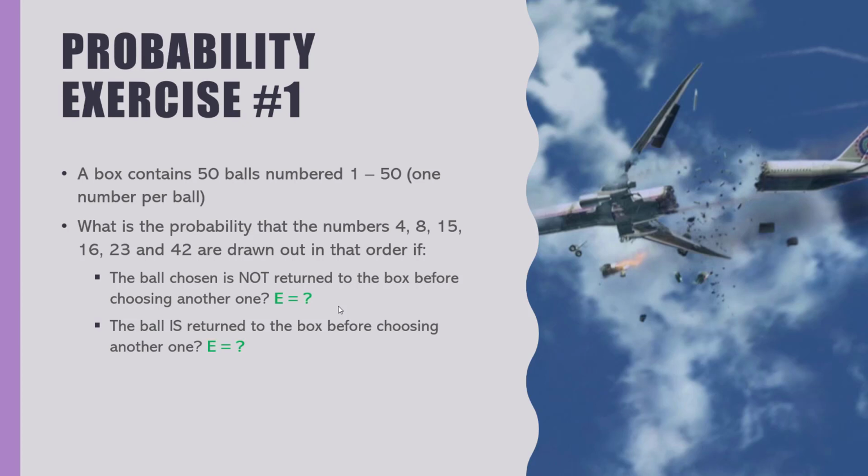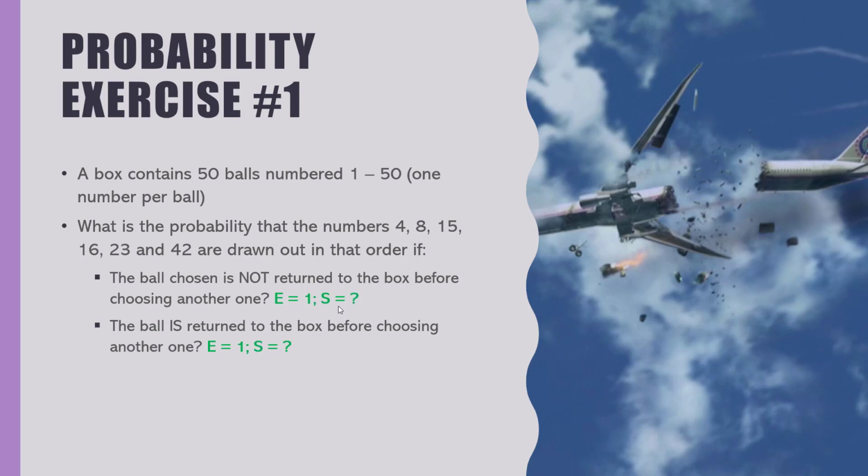What's our event, first of all, for each of those? I want to draw 4, 8, 15, 16, 23, and 42 in that order. 1. Yeah. There's only one way to do that, folks. No matter how you slice it, that's it. That is the event that I want. I want to draw out those 6 numbers.